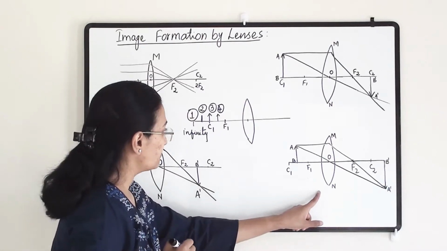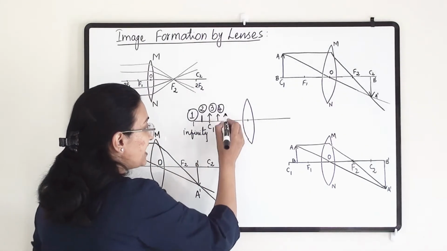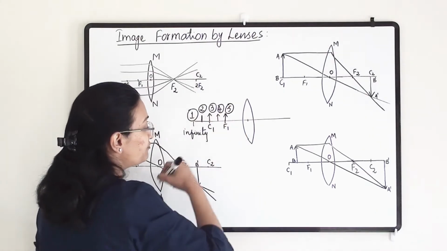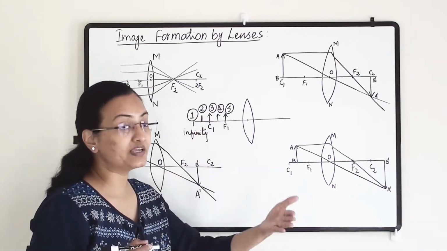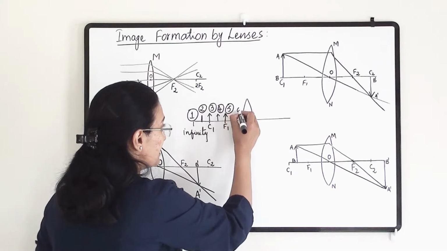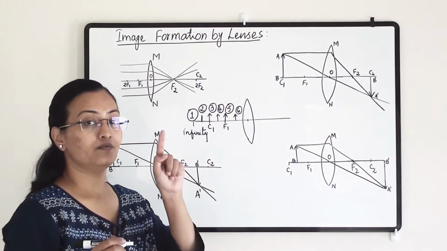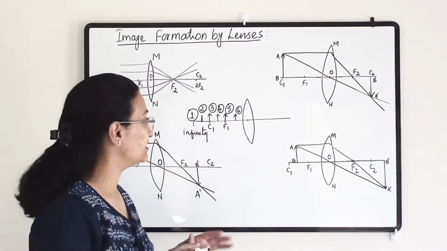Now the fifth case is that we are going to keep the object at the focus point, and we will see where we get the image. And the last case, the sixth case, is when we are keeping our object in between the optical center and the focus point, and where and how we will get the image.